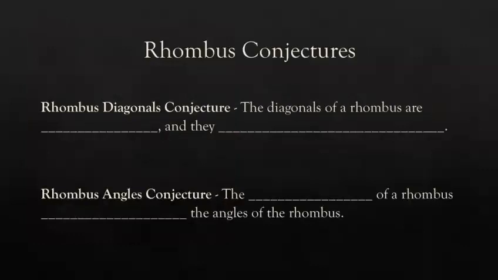So the rhombus diagonals conjecture. The diagonals of a rhombus are perpendicular because they form 90-degree angles, and they bisect each other. The rhombus angles conjecture. What did we draw in of the rhombus? The diagonals. And those diagonals bisected those angles. So the diagonals of a rhombus bisect the angles of the rhombus.